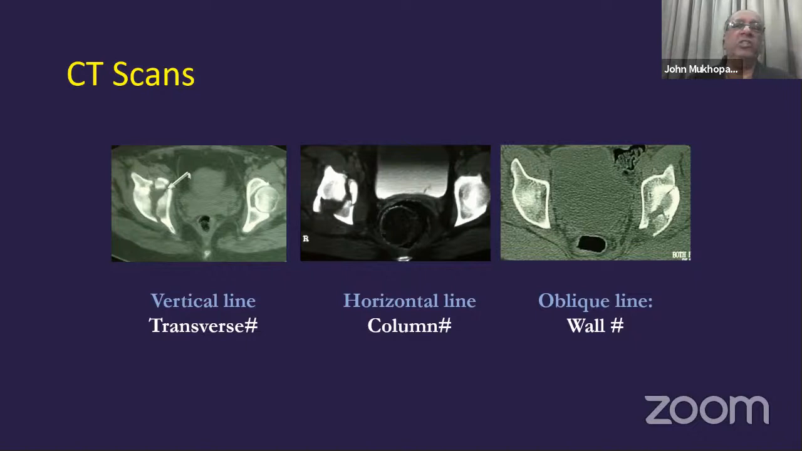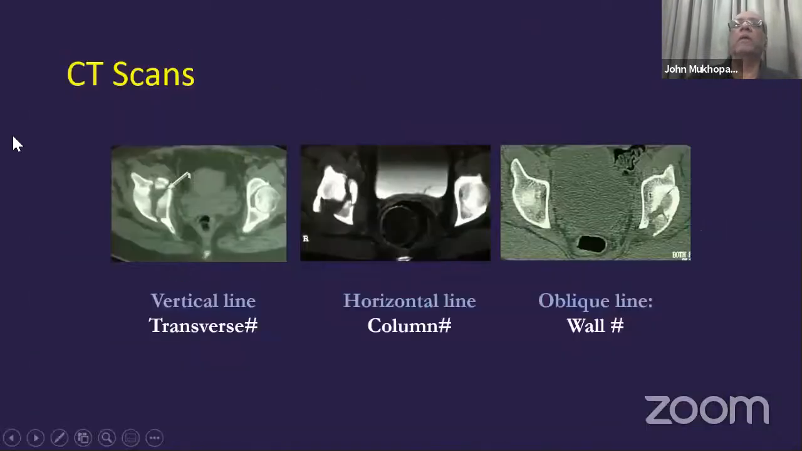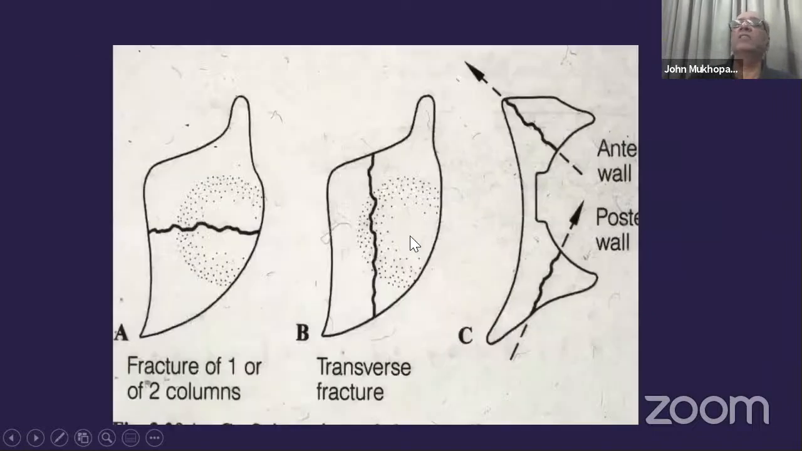So these are just to mention what the things are. At this level, if you have a vertical line, it's a transverse fracture. If it's a horizontal line, it's a column fracture. And the wall fractures will show as oblique lines, as you can see in this diagram. So the posterior wall and the anterior wall are best seen a little lower, more in the main part of the acetabulum. And the column fractures are best seen in the direction that we talked about at the level of the roof of the acetabulum.